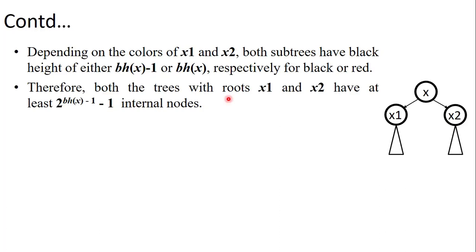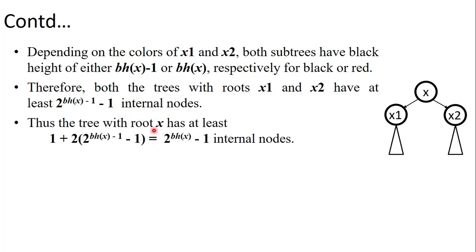So we can say that both the trees with x1 and x2 will have at least 2 raised to the power bh(x) minus 1, minus 1 internal nodes. Similarly, for x, we can say that it will have at least 1 plus 2 raised to the power bh(x) minus 1, minus 1, plus 2 raised to the power bh(x) minus 1, minus 1 internal nodes. That equates to 2 raised to the power bh(x) minus 1 internal nodes.